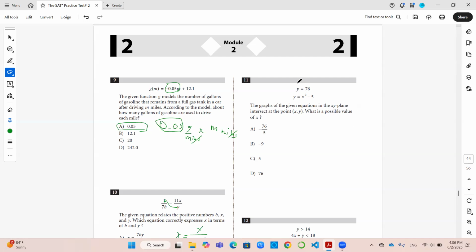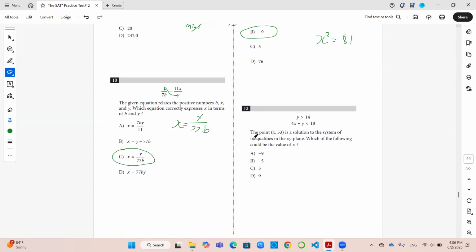The graphs of the given equations in the xy plane intersect at point x, y. What is a possible value of x? So set these equal to each other and we get x squared minus 5 is equal to 76. x squared is equal to 81. x is plus or minus 9, so B. B is the correct answer.